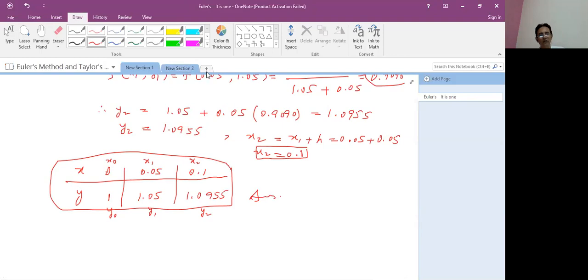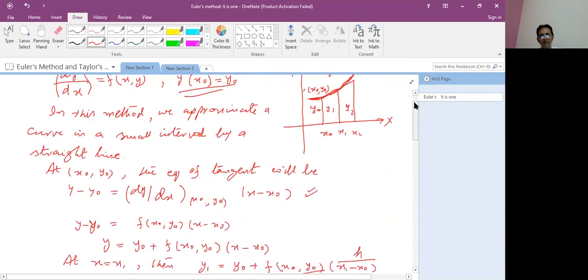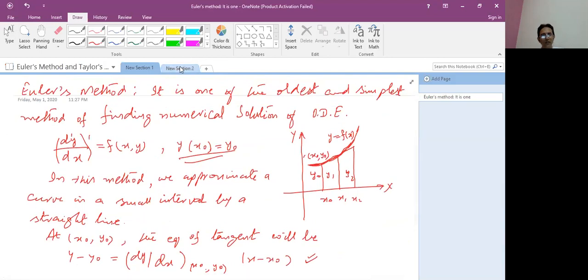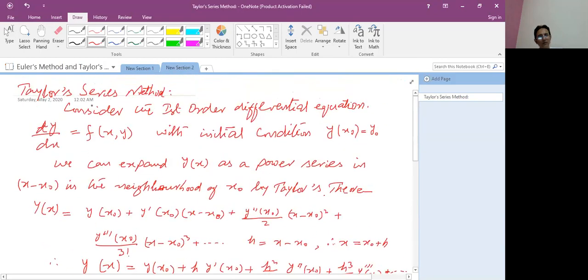Now we consider, student, that after we learn about Euler's method, we will start the new method, which is the Taylor series method. Now consider the first order differential equation, dy over dx. It has one order, one degree, which means it is an ordinary differential equation. We write it as dy over dx is equal to f of x, y with initial condition y of x naught equal to y naught.